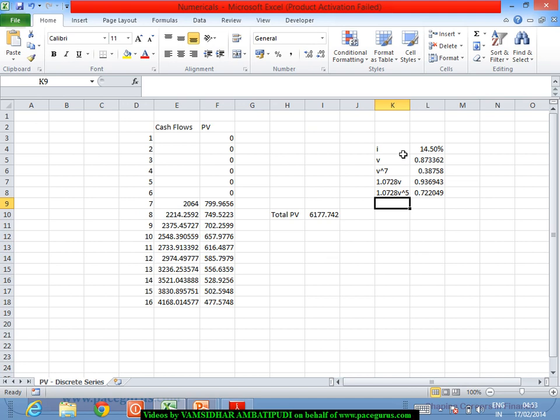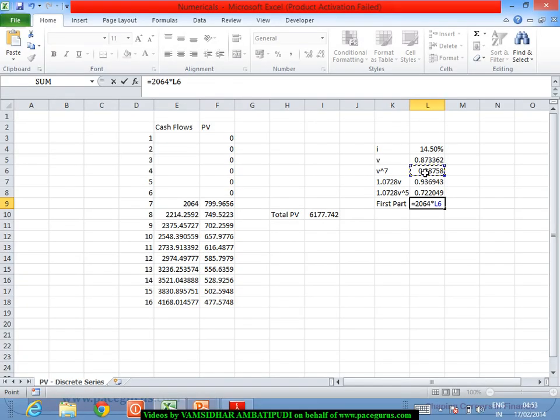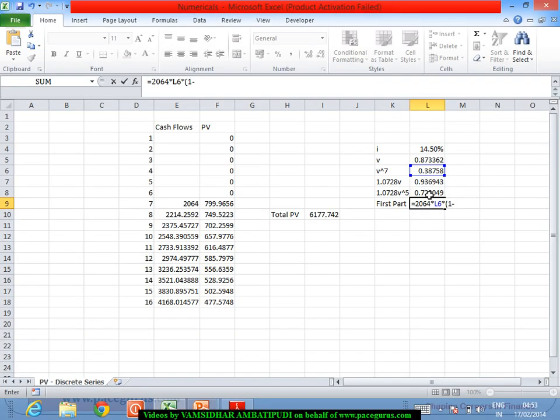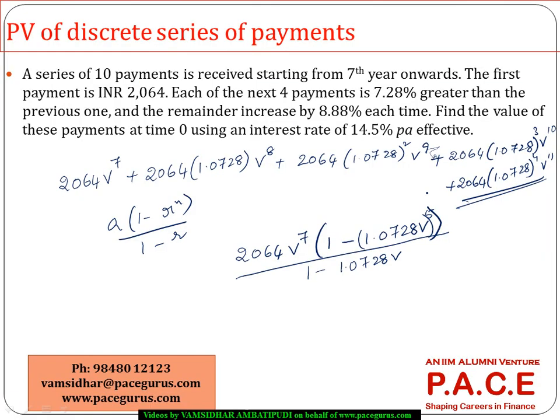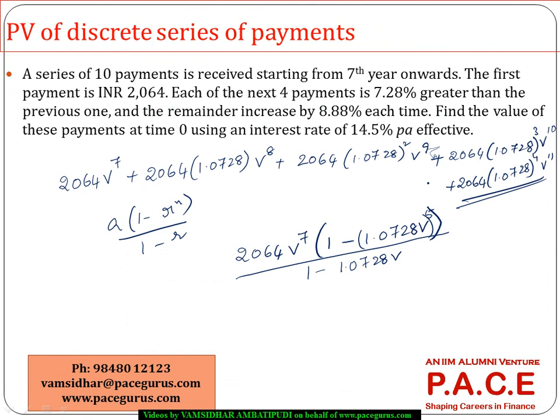Okay, the first part of the calculation is 2064 multiplied by v power 7 multiplied by 1 minus r power n, that is 1.0728 v to the power 5, divided by 1 minus r, where r is 1.0728 v. So the first part of the calculation gave me 3526, and then from the sixth period onwards we have this number multiplied by 1.088 v power 12. So these are the things that come out.